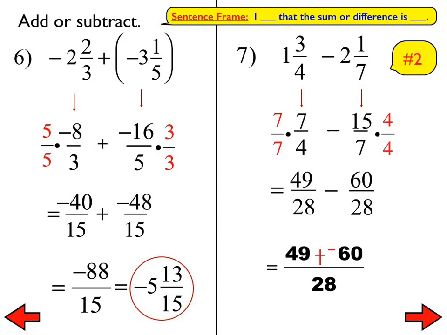Probably should add the opposite for some of you. You still do that, and that's fine. But the difference in number 7 is negative 11 over 28. All right, we are finished for today.